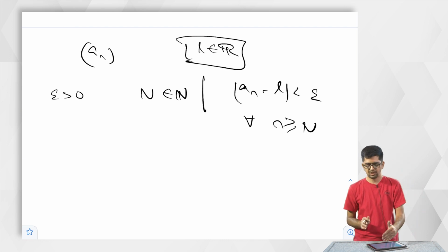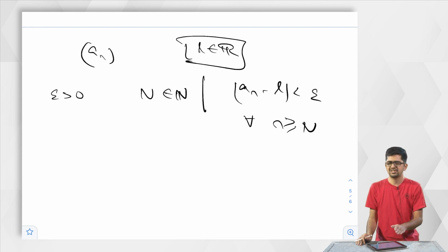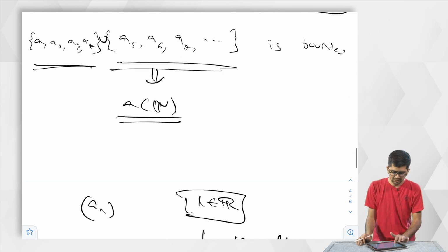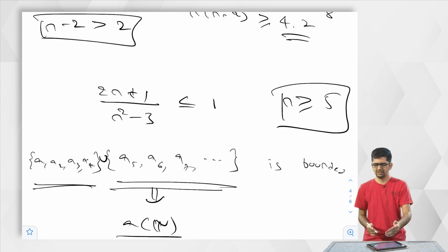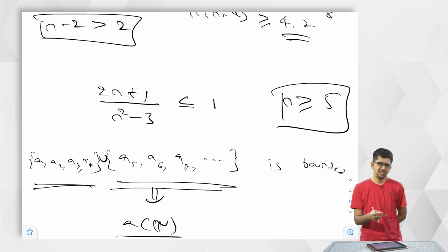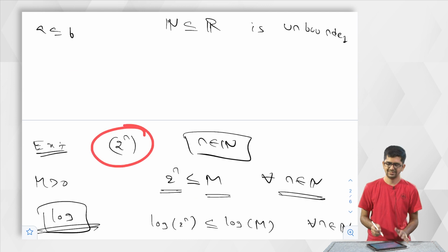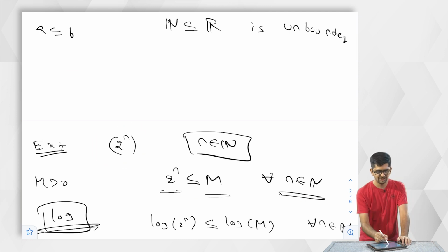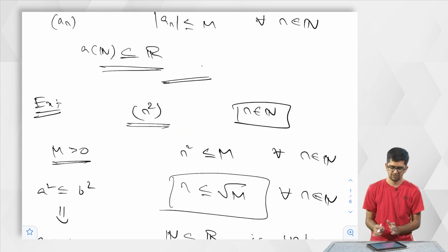We have seen some property of convergent sequences. What is it? Any convergent sequence should be a bounded sequence. So we have seen 3 sequences before. One can check for the convergence of those 3 sequences, but 2 of them are already unbounded, so there is no point of looking for the convergence of those 2 sequences. What are those? 2 power n is unbounded, so there is no way that this is going to converge, and n square is unbounded, so this is also not going to converge.